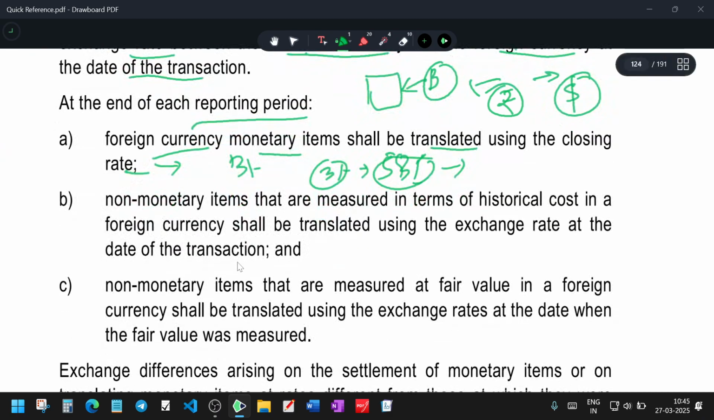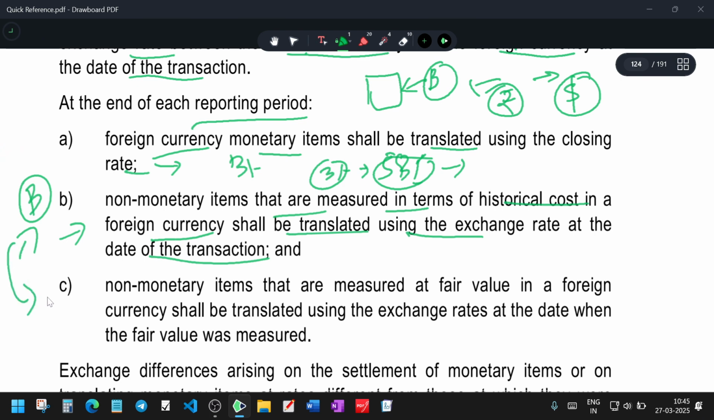You can do it. Non-monetary items that are measured in terms of historical cost in a foreign currency shall be translated using the exchange rate at the date of the transaction. So how are non-monetary items measured? At historical cost. What is the buying rate? Historical cost you need to measure and translate using the exchange rate.